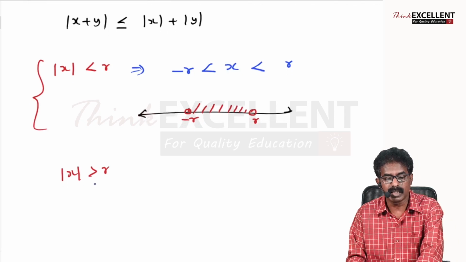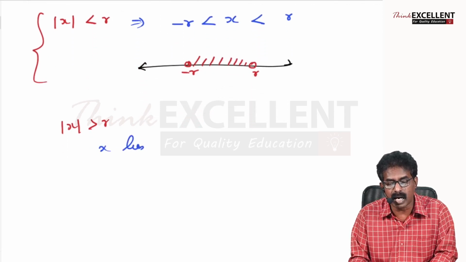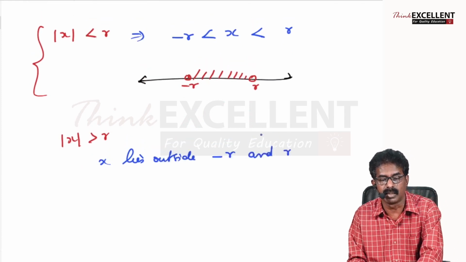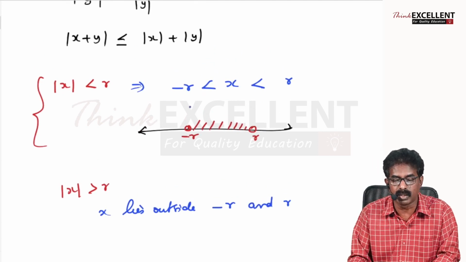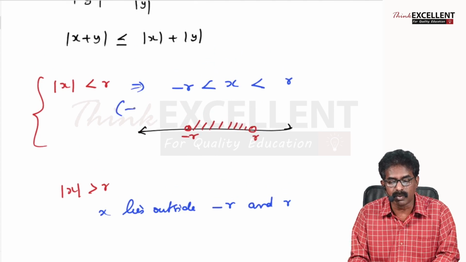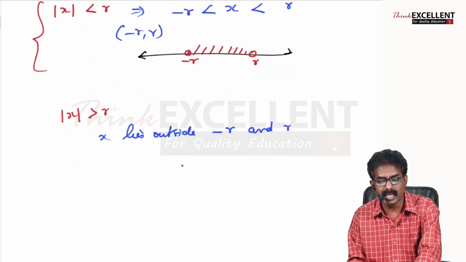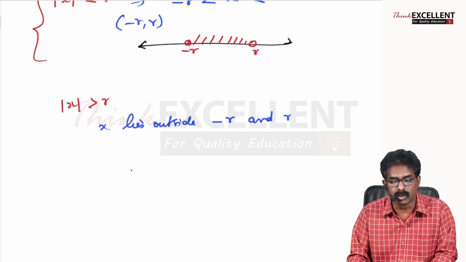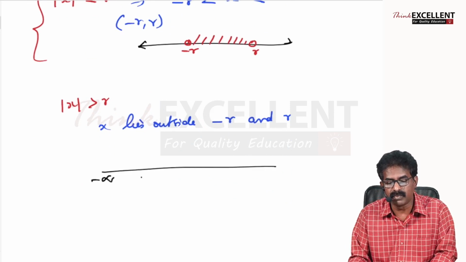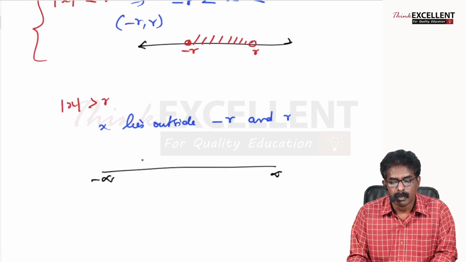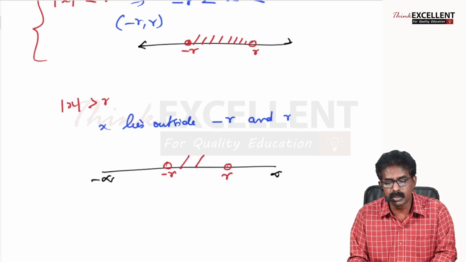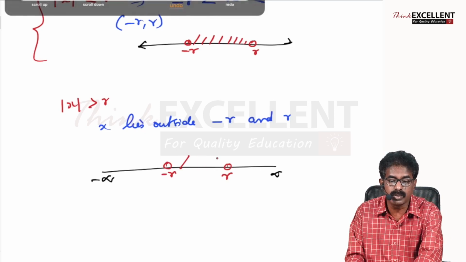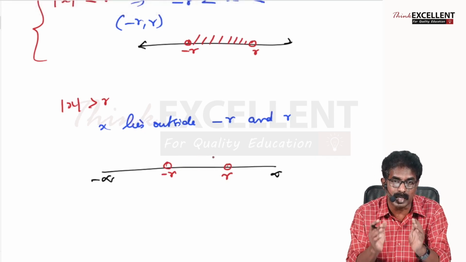Another one, modulus x greater than r, meaning x lies outside minus r and plus r. In the first case I said x lies inside minus r and plus r, right? If you want to write it as an interval, you can write open interval minus r to plus r. But here x lies outside minus r and plus r. So please listen here, you have to do very carefully. Minus infinity to plus infinity, minus r and plus r. Inside means this portion, right? But here x lies outside minus r and plus r. Don't shade that portion. That portion, leave it.